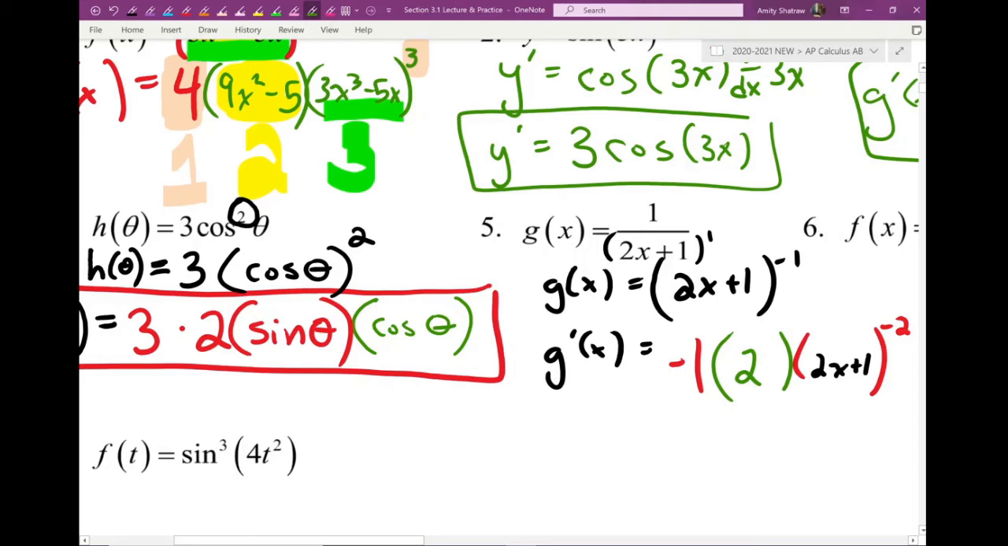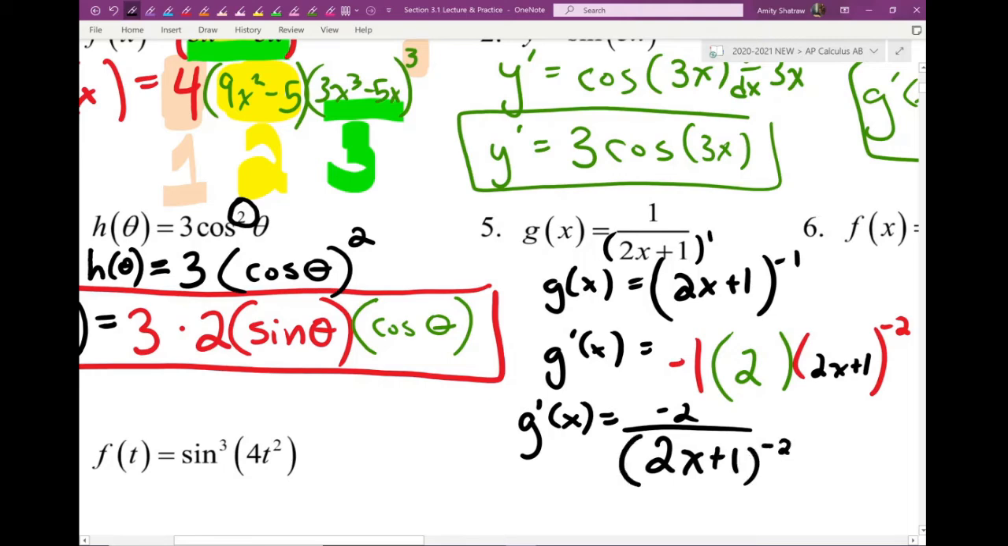So that's my answer, but I have kids in my class. I know you all so well. It bothers you that I leave it like that. So I'm going to write it like this. Ready? Negative 2 over 2x plus 1 quantity squared. The exponent is positive too, because I'm bringing it down into the denominator and I'm making it positive.